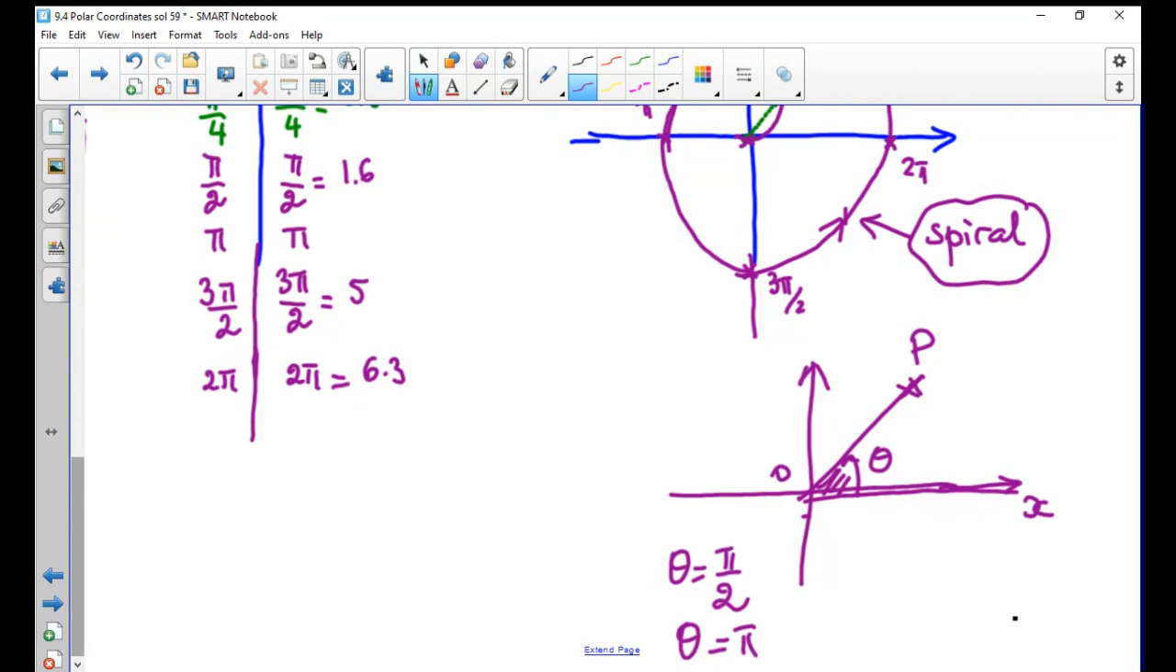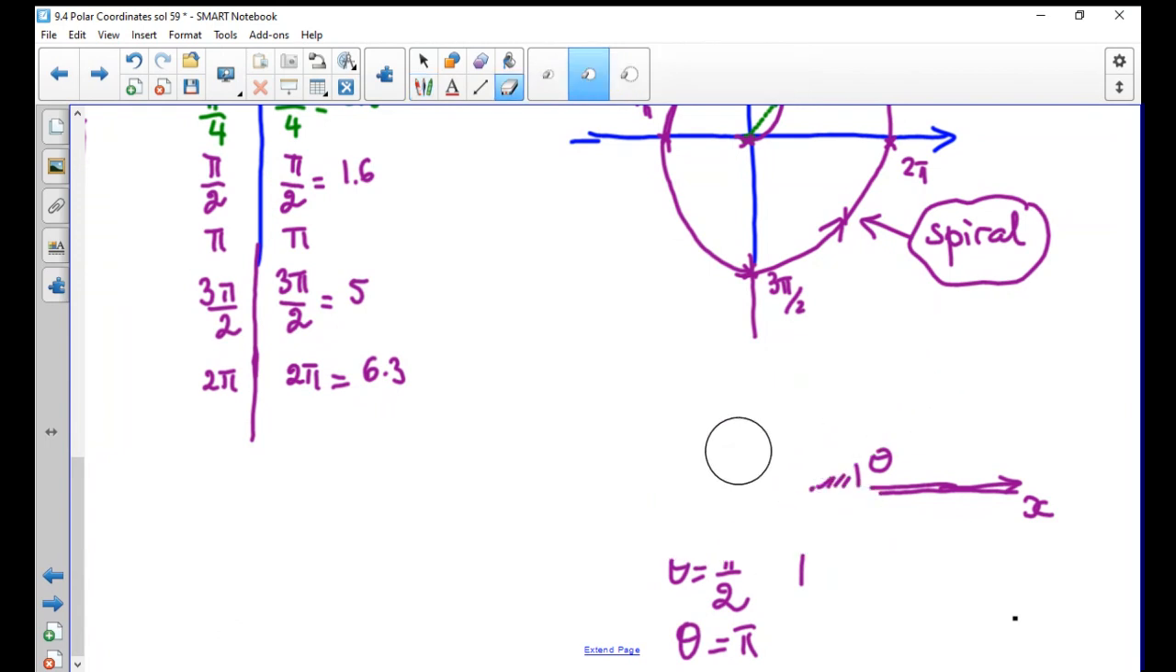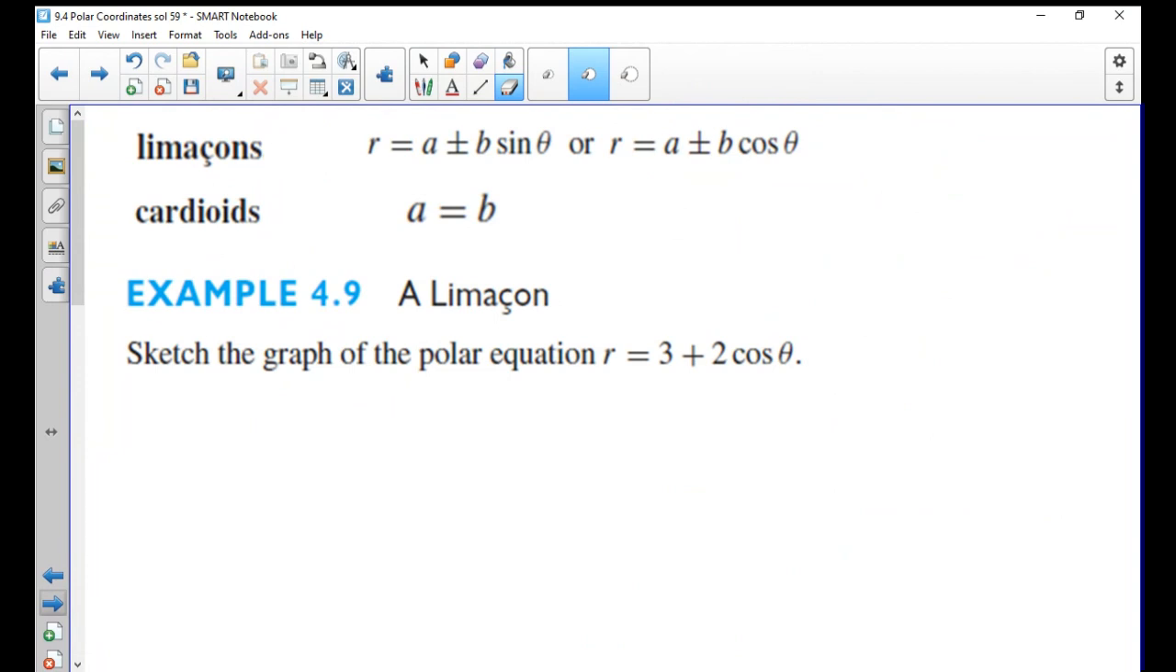So you measure your angle from the positive x-axis. Pi over 2, we are on the y-axis. Pi, that means we have reached the negative x-axis. 3 pi over 2, negative y-axis. 2 pi, we are back to the positive x-axis, 2 pi, and so on. So you kind of go around, depending on the values of theta, you will be somewhere on the plane, either on the axis or somewhere on the plane. Okay, so that was fine.